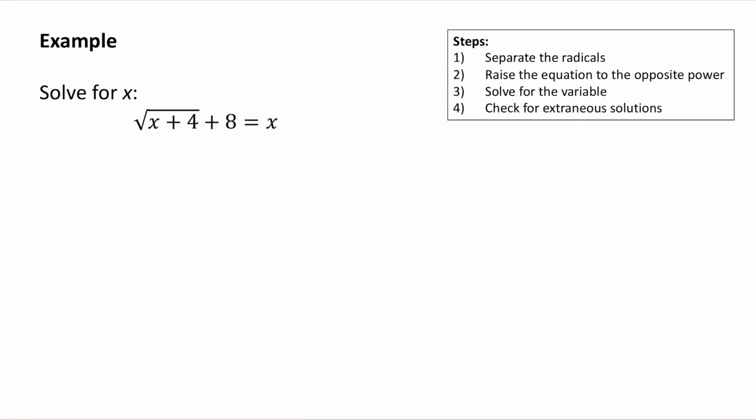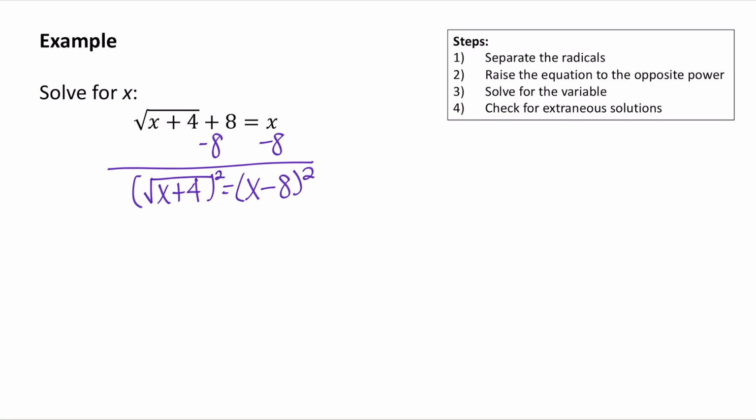So now let's try this example. So once again, this has a radical in it. Remember, our idea is always to try to get the radical by itself before trying to undo it. So here I have a plus 8 with my radical that I'm going to undo by subtracting 8 from both sides. When I subtract 8 from both sides, it leaves me with the square root of x plus 4 equals x minus 8. So now I need to square both sides to undo this radical.